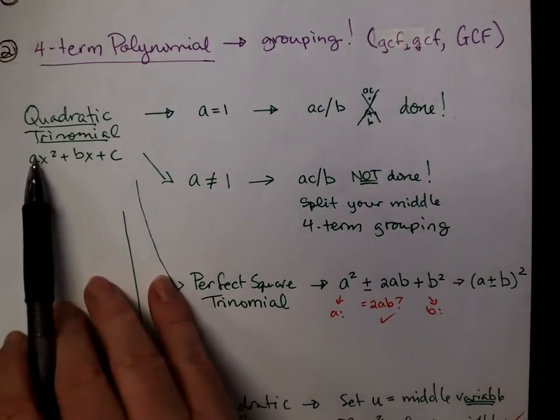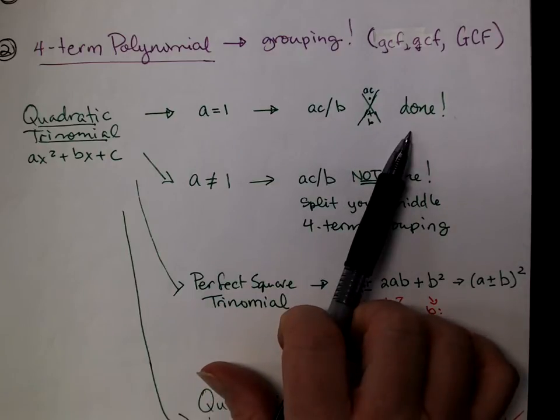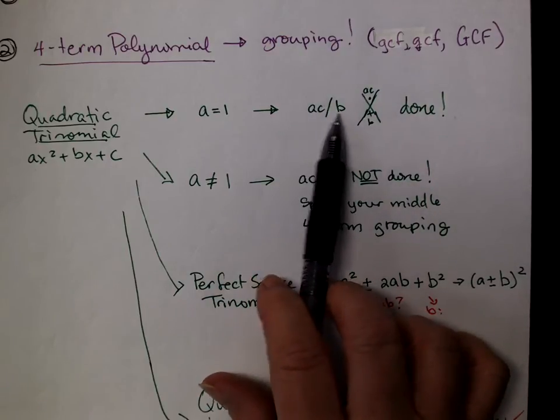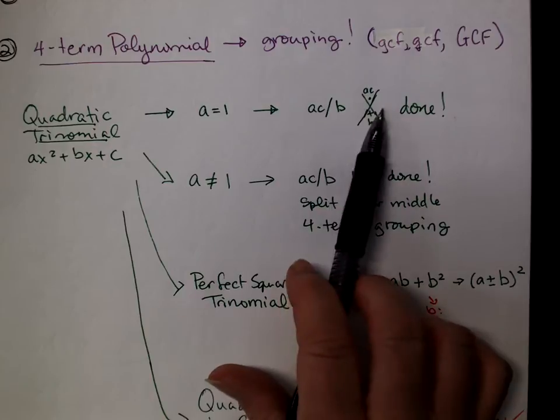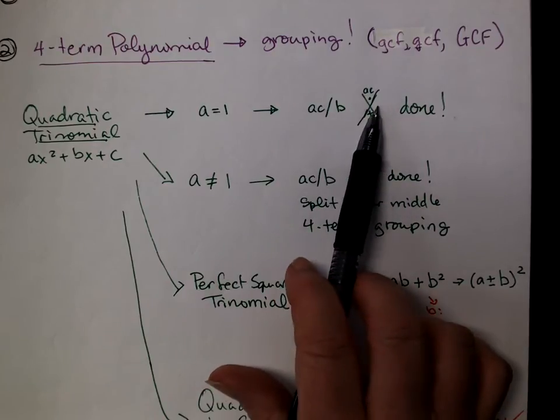One is that your a equals 1. Then you're done. Yeah, because that magic pair of numbers you get here on your x, that is your constants. x plus or minus this, x plus or minus that. So you just need to know your sign patterns, and you're done.